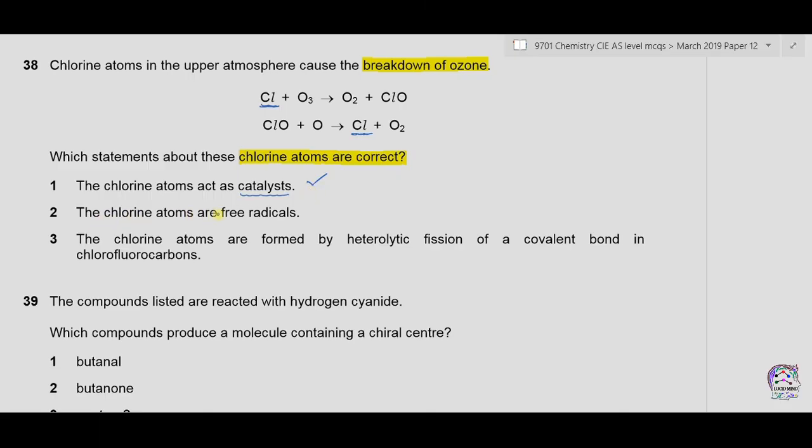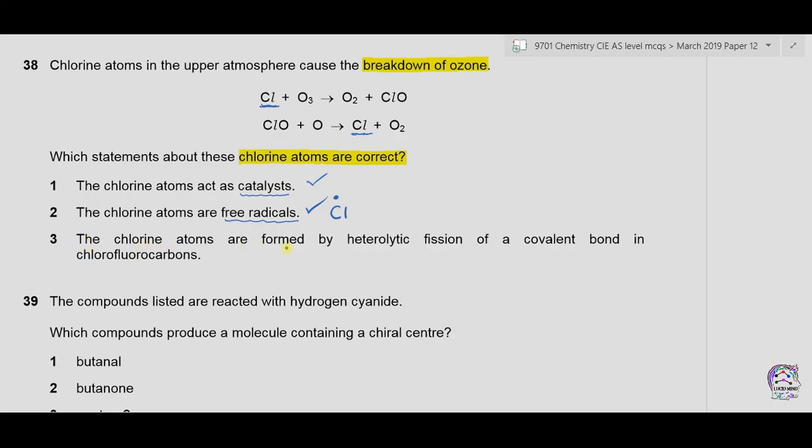Option 2. The chlorine atoms are free radicals. Free radicals is such a substance that has unpaired electrons. Now in chlorine atom we know that chlorine belongs to group 7 and it has 7 electrons in the outermost shell, out of which 3 are paired electrons and 1 is unpaired. So therefore chlorine does behave as a free radical. So option 2 is also correct.